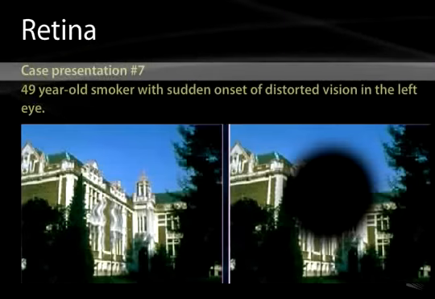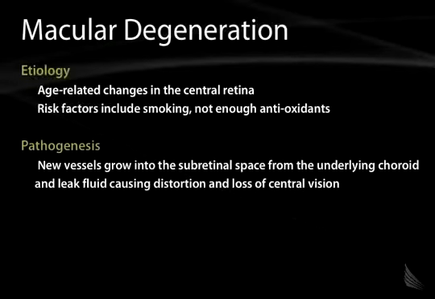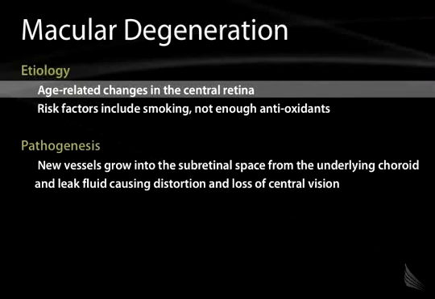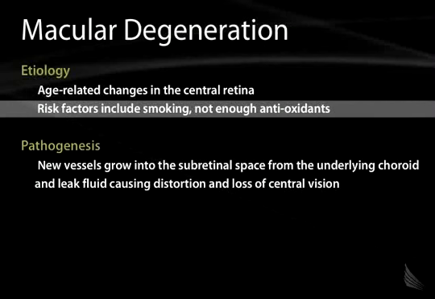Case presentation number 7. A 49-year-old smoker presents with sudden onset of distorted vision in the left eye. So if we look through here, you see two pictures of a building. One has central distortion, and the other has a blind spot right in the middle. Macular degeneration is going to be the most common cause of distorted central vision in the elderly.